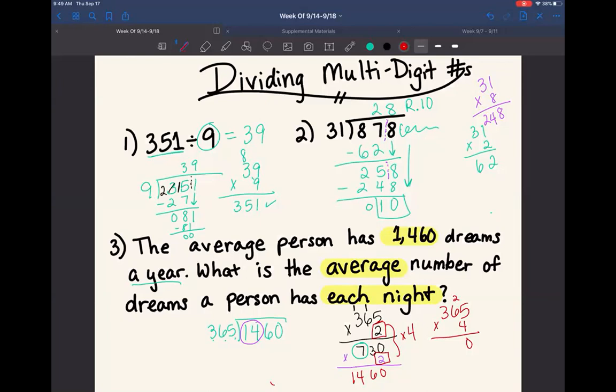So 4 times 6 is going to be what? 24. 24 plus that 2 is 26. And then 3 times 4 is 12, plus 2 more is 14.